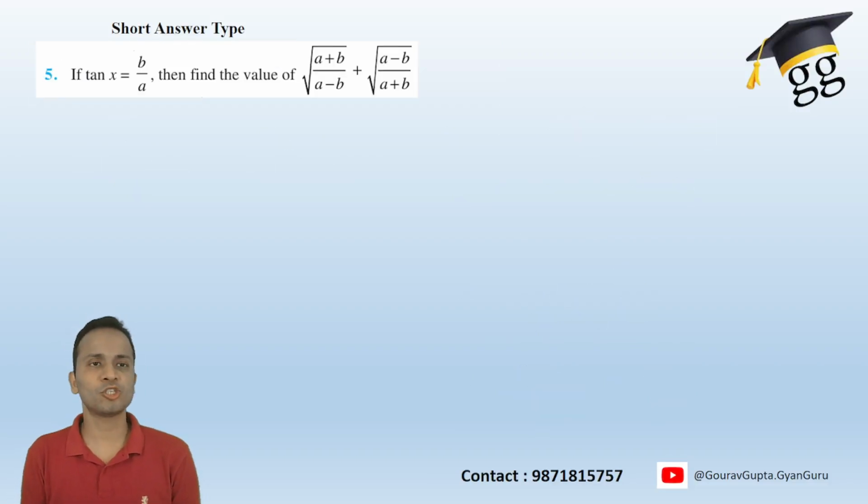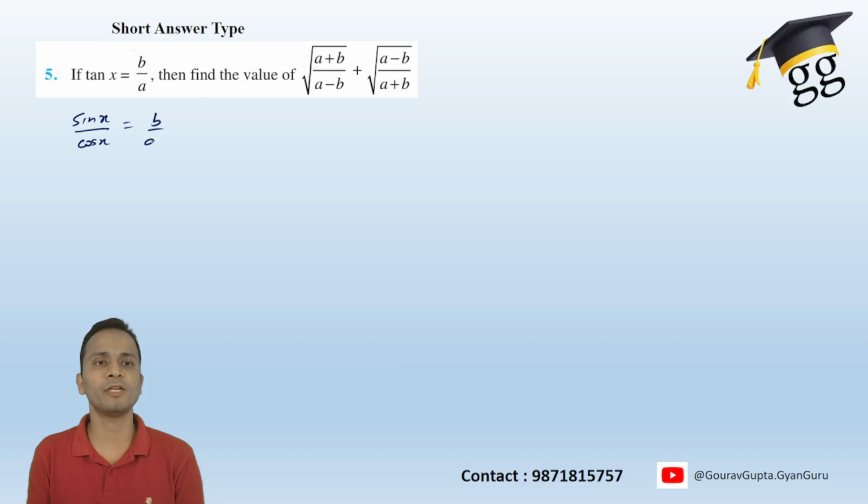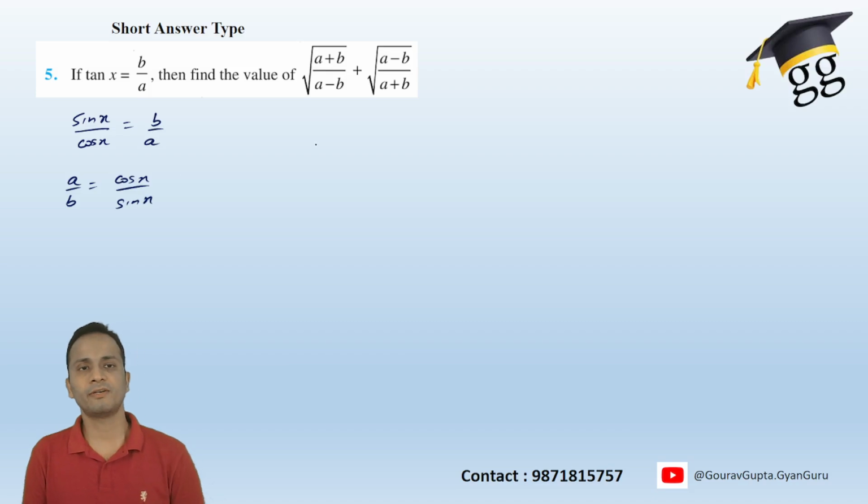Moving on to the next question, question number 5. Now (a plus b) upon (a minus b), again remember componendo dividendo. Okay, so tan x can be written as sine x upon cos x, which is b upon a. So a upon b will become cos x upon sine x, right? Now I'll directly substitute their values.